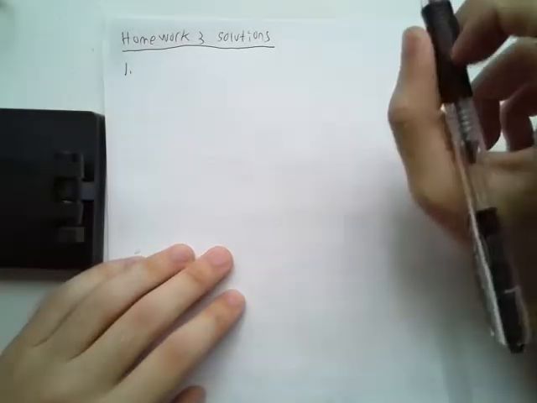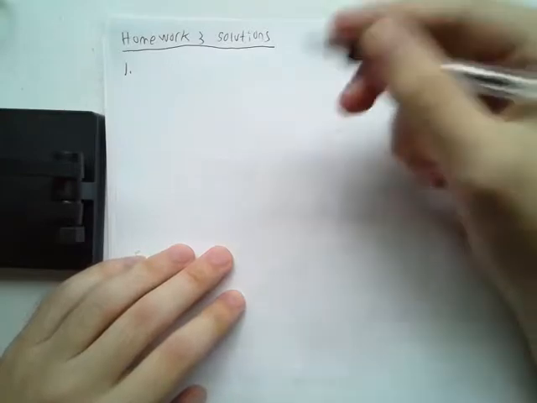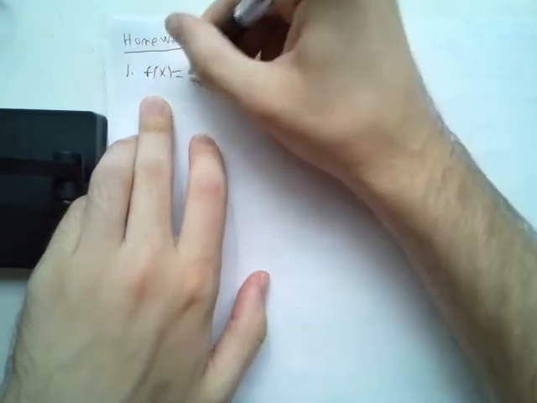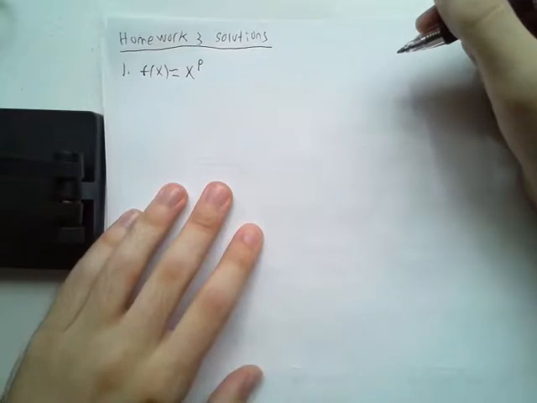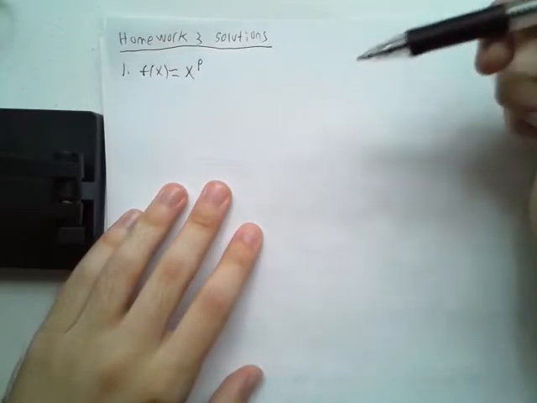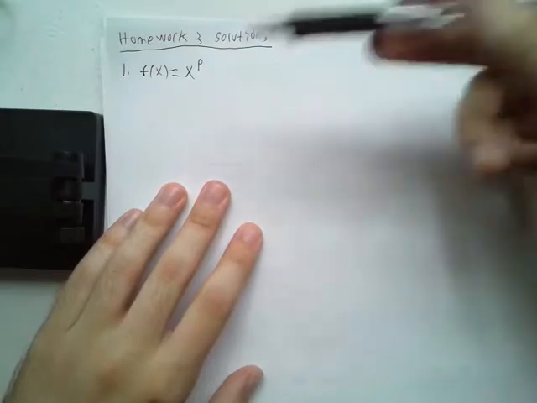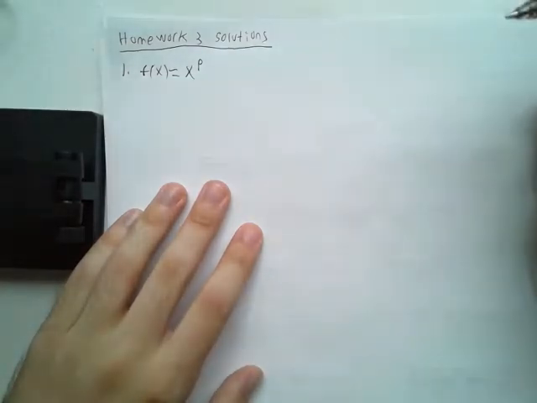Okay, so in this video I'm going to be going over problem 1 from homework 3. This problem involves the function f of x equals x to the power p, and we're asked to determine properties of the derivative at 0, specifically to find the value of the derivative at 0 if p equals 1 or p is greater than 1, and to show that it's not differentiable if p is less than 1.